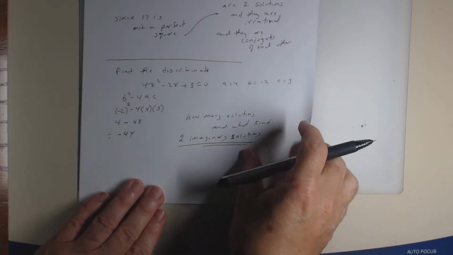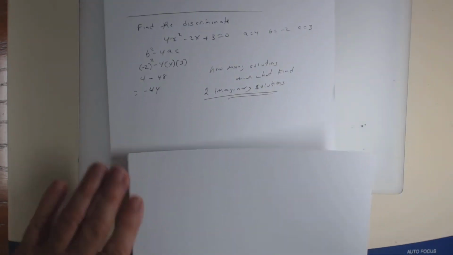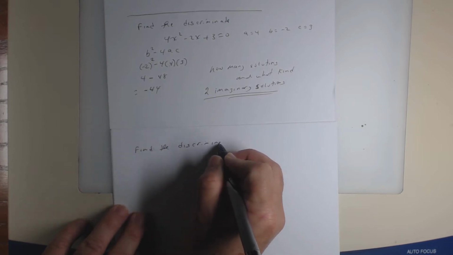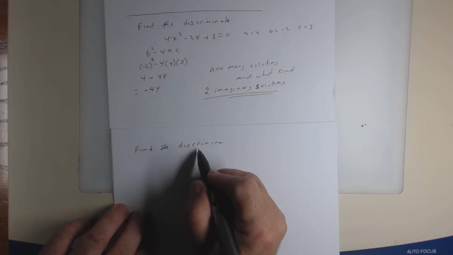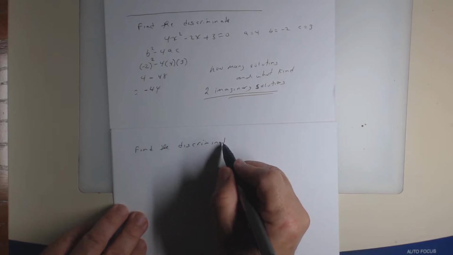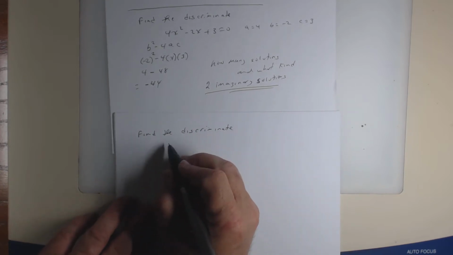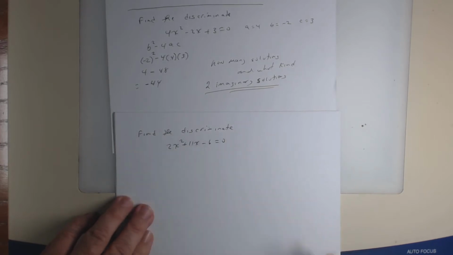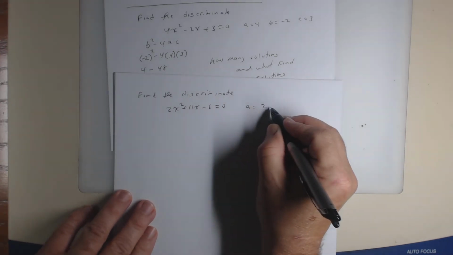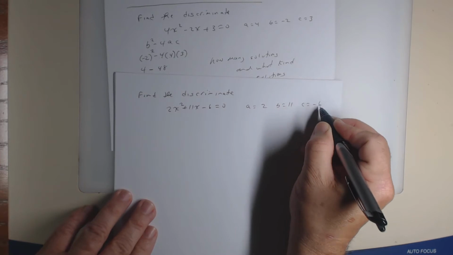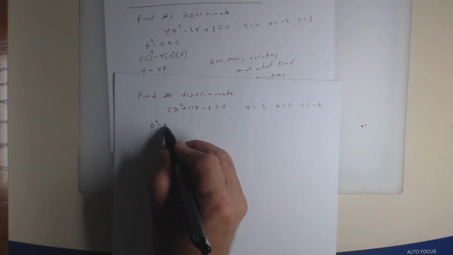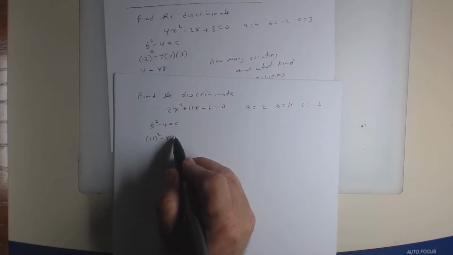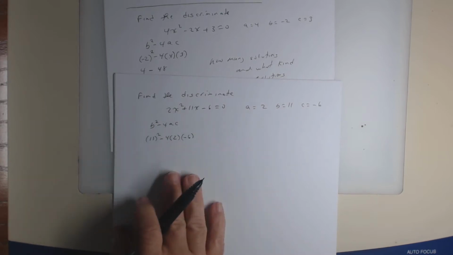All right, next one. Same directions. Find the discriminant. Let's suppose we had 2x squared plus 11x minus 6 equals 0. Okay, what's A? What's B? What's C? All right. So b squared minus 4ac. What's b? Squared minus 4 times a. A is 2, and c is -6.